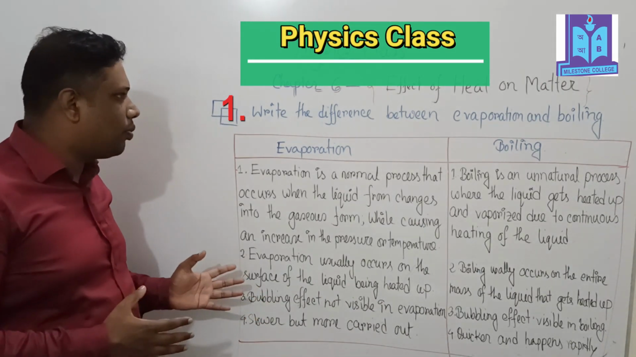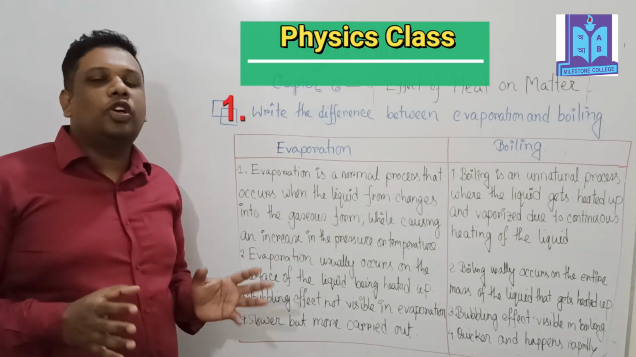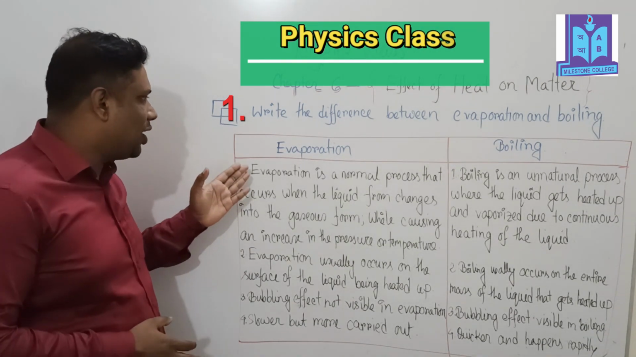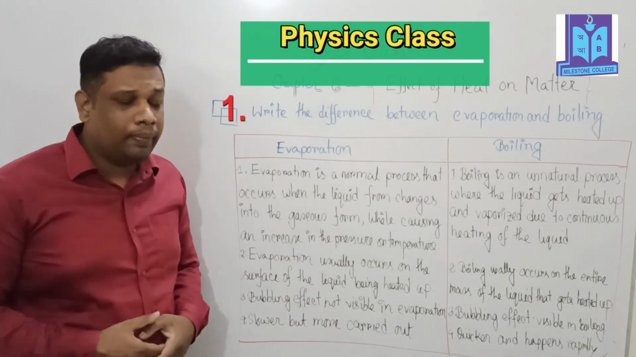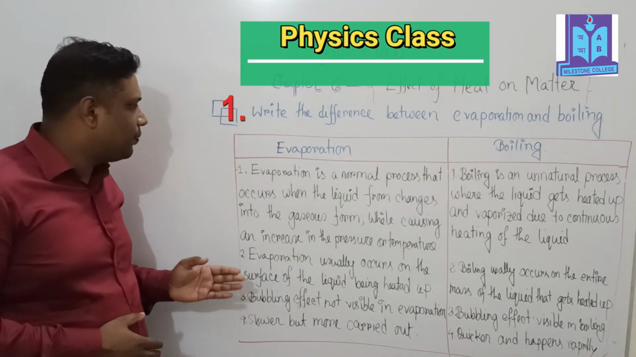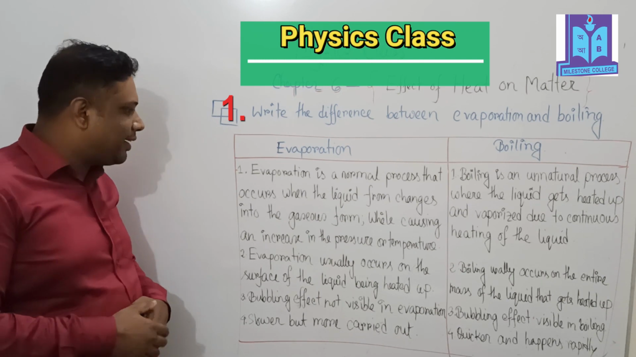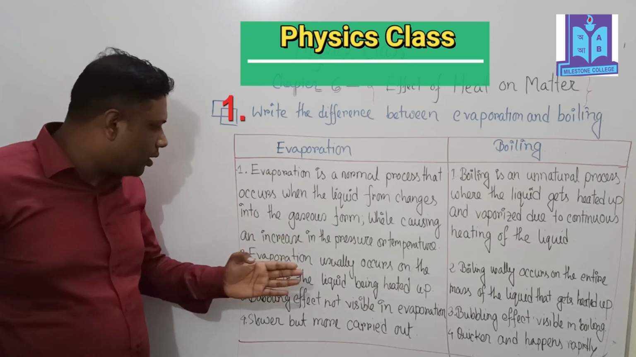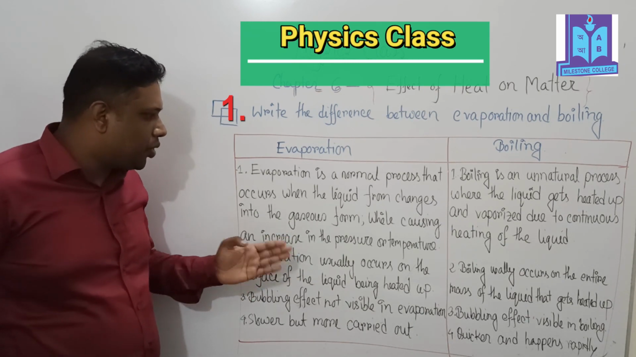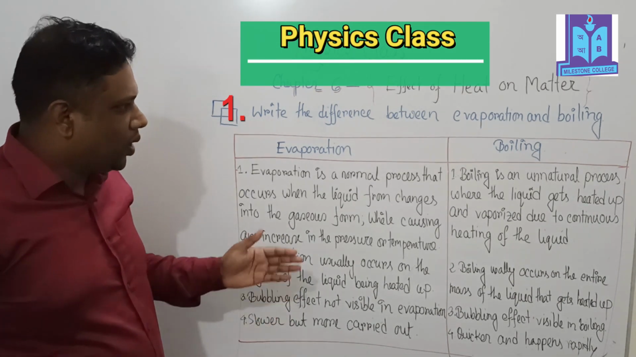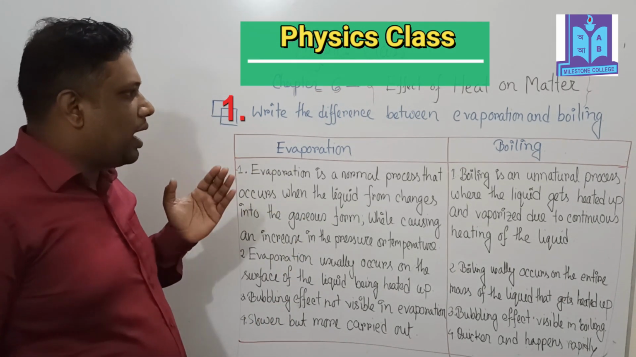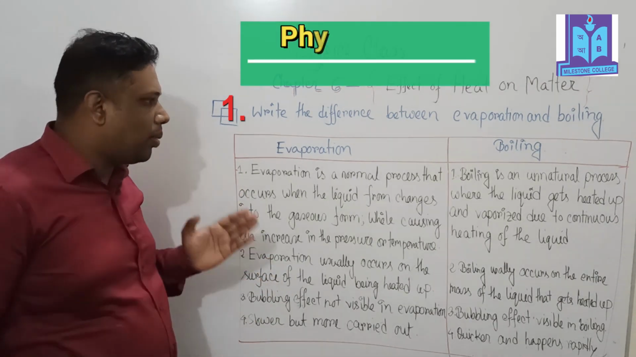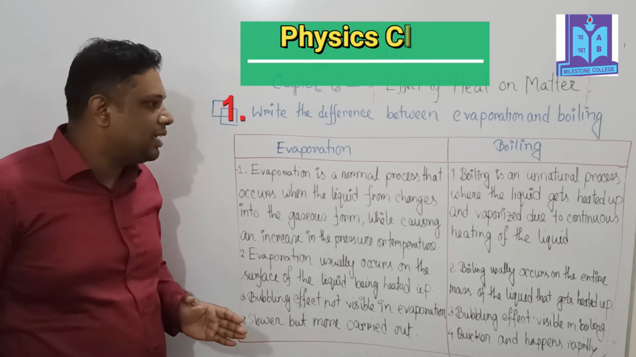So here is the answer, evaporation and boiling. First you have to draw a table, and in the upper left you have to write evaporation, then boiling, and here are the differences. Evaporation is a natural process that occurs when a liquid changes into gaseous form without causing an increase in pressure and temperature. Then boiling is an unnatural process where the liquid gets heated up and vaporized due to continuous heating of the liquid.